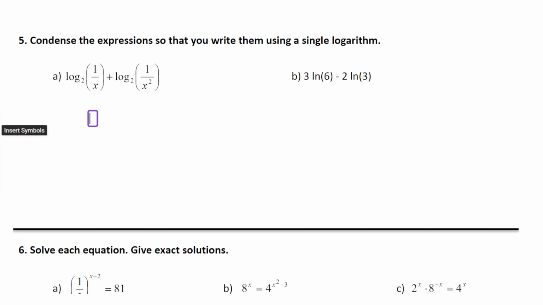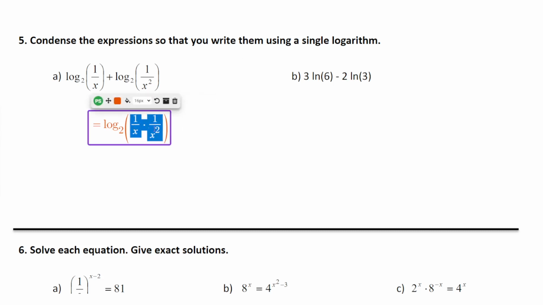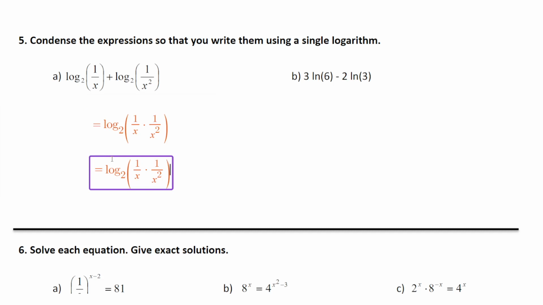Oh, my 2. There we go. Okay. So we can actually combine these. 1 times 1 is 1. x times x squared is going to be x cubed. And so we're going to end up with 1 over x cubed.